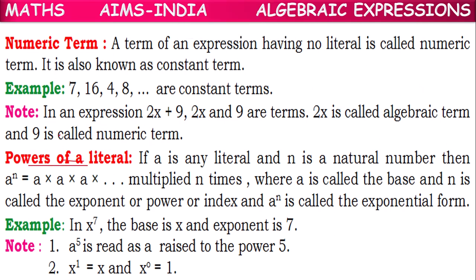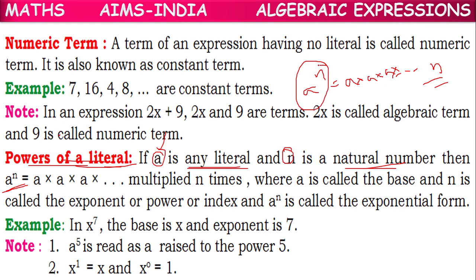Next, powers of a literal. So, if a is any literal and n is any natural number, then a power n means a is repeated n number of times. If a is multiplied n number of times, then it is denoted as a to the power of n. Instead of multiplying n number of times, we can denote it as a exponent and can be written as a to the power of n.